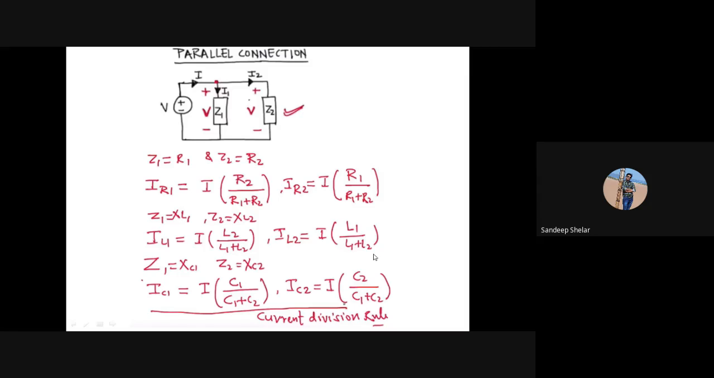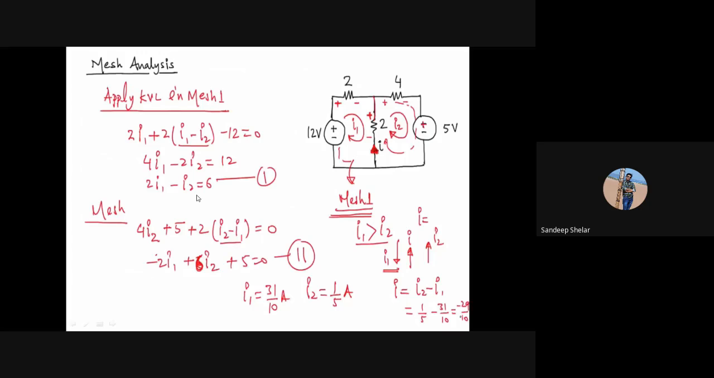Now again put Z1 is equal to Xc1 or C1, and Z2 is equal to Xc2. Then obtain IC1 is equal to I into bracket C1 upon C1 plus C2 and IC2 is equal to I into bracket C2 upon C1 plus C2. This is the current division rule. Now the last point is mesh analysis.